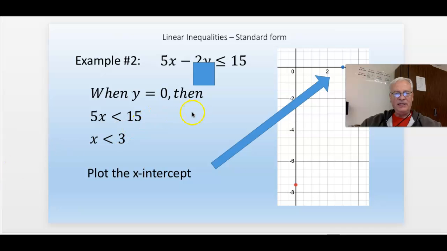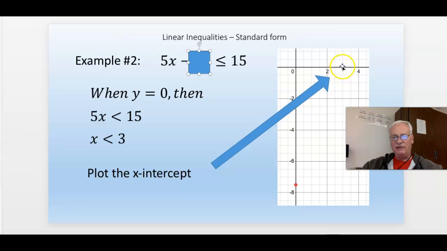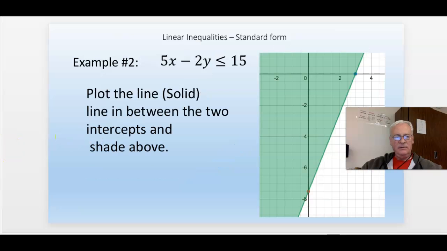All right, next, set y equal to 0 by covering up that 2y. Even though it's negative, don't worry about that. Cover the whole thing up. It just says 5x less than 15. All right, so x is 3. And I marked it right here, x is 3, right there along the x-axis. All right? This is a solid line now. It's a solid line because it says here less than or equal to. So the line itself is included in the solution.